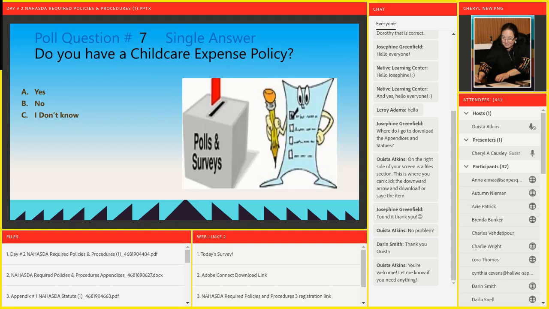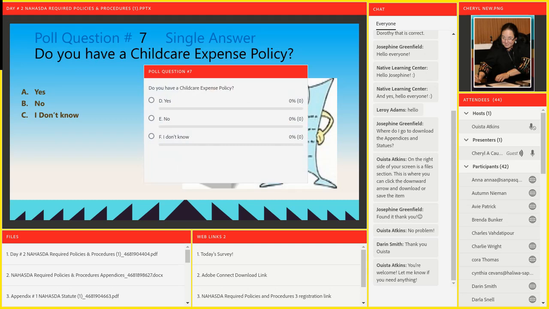So our first poll of the day: do you guys have a child care expense policy? This is a legal deduction.